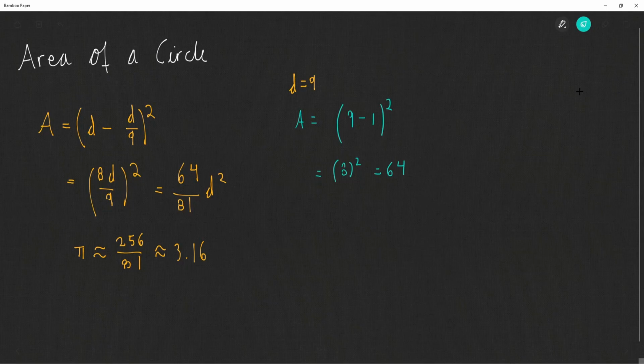Now comparing this with the modern formula, where the area of a circle A is pi r squared, we set this equal to pi multiplied by 4.5, all to the power of 2, which gives approximately 63.6. Their answer was 64 and our modern answer is 63.6, which is less than a 1% error, which isn't bad for a civilization without calculators.